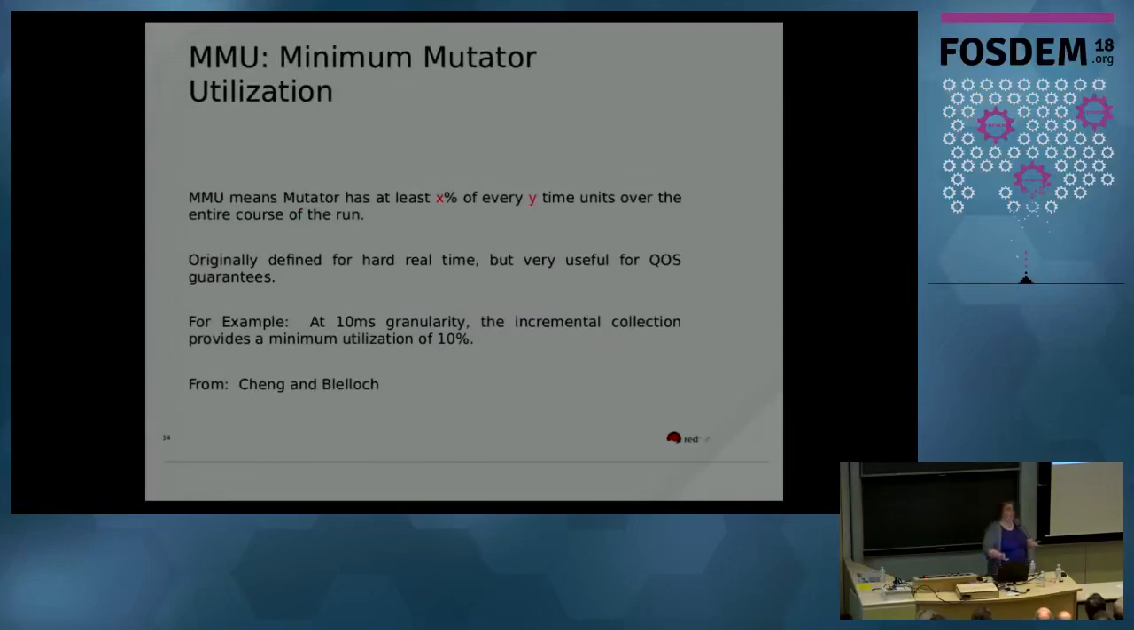Now we're down to the metric we really want. What we really want is something called minimum mutator utilization. Well, actually, this is not what we really want. We really want the next one. But we'll start with this one. Basically, out of every 10 milliseconds, how many milliseconds did the Java thread get, and how many milliseconds did the garbage collector thread get? And so when you use this kind of metric, you actually have something where you can compare apples to apples.